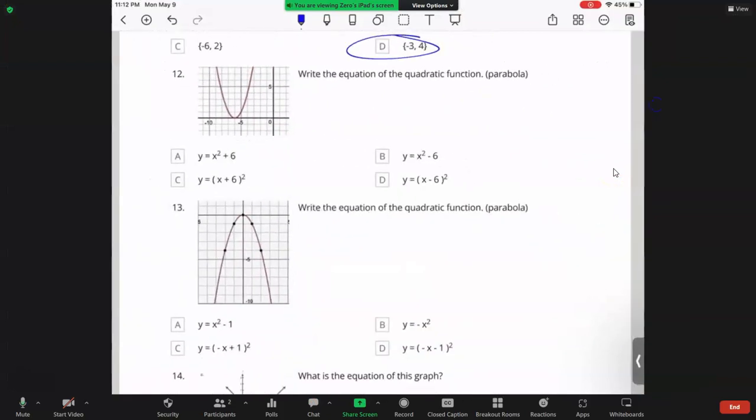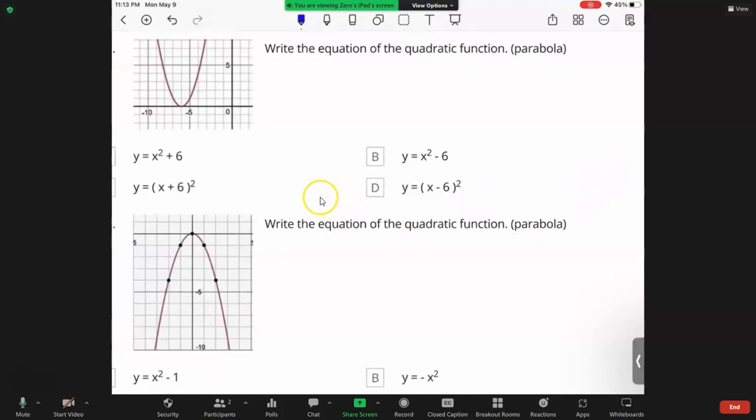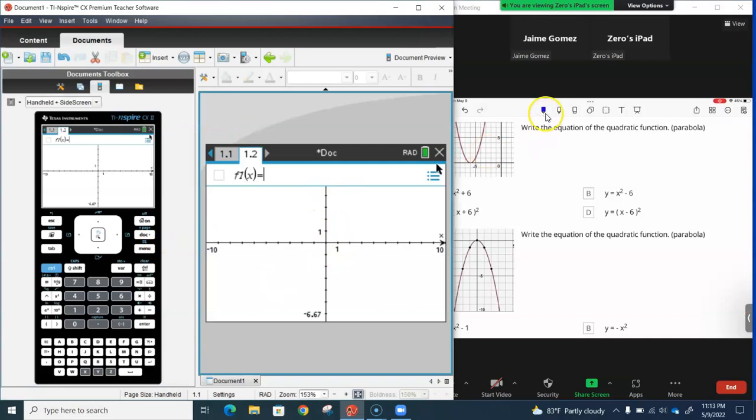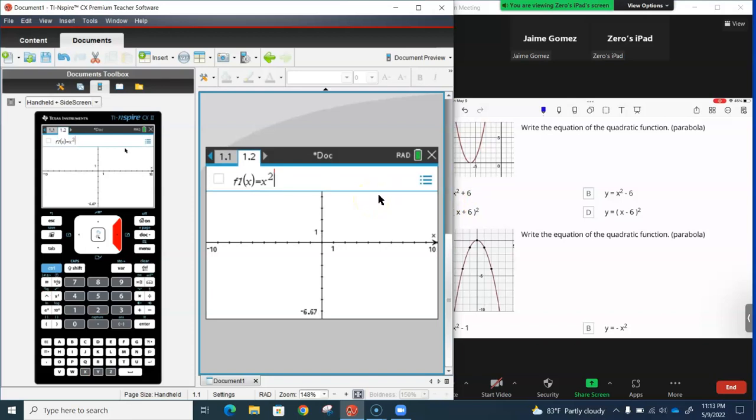Number 12. Find the equation that matches this graph. Well, I'm just going to graph them all and see which one matches the graph. I'm not going to go super hard on this question. I'm just going to use a calculator. So this first one says x squared plus 6. Nope, that doesn't look like it at all. So we go to the next one.